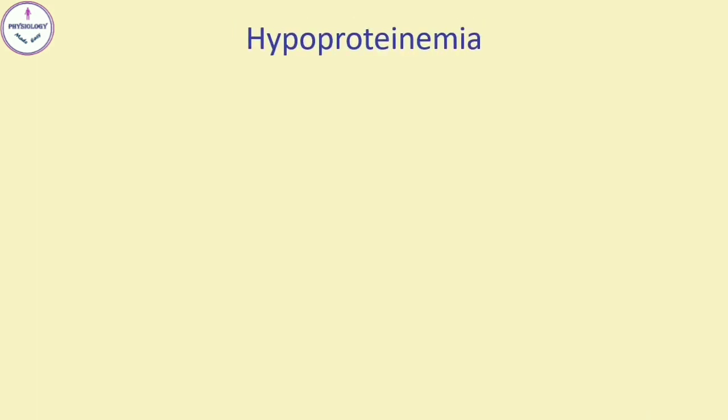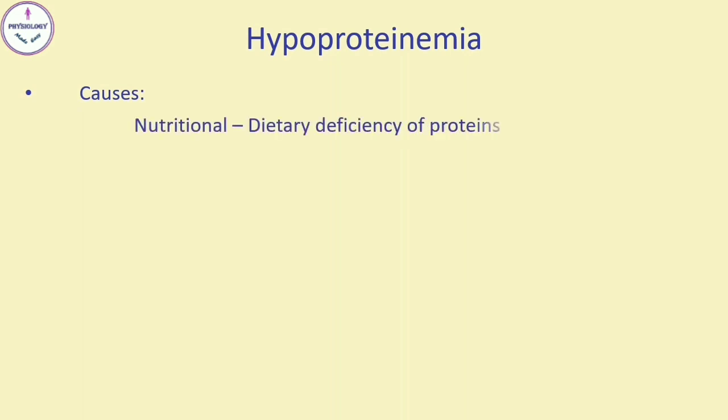Next we will consider hypoproteinemia. Hypoproteinemia means lower than normal levels of proteins in the blood. Let's see various causes of hypoproteinemia. First one is nutritional, that is dietary deficiency of proteins. Next is malabsorption, which is seen in various intestinal disorders which are associated with hypoproteinemia. Liver diseases like hepatitis, cirrhosis of liver, in which synthesis of proteins by liver is reduced.